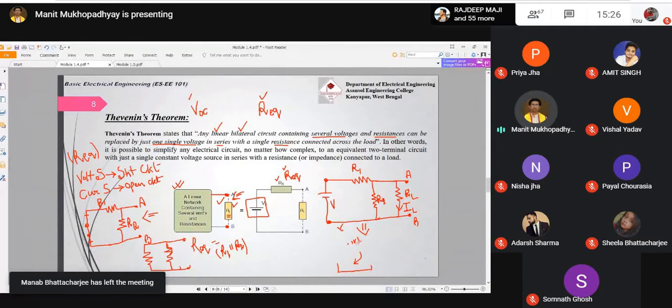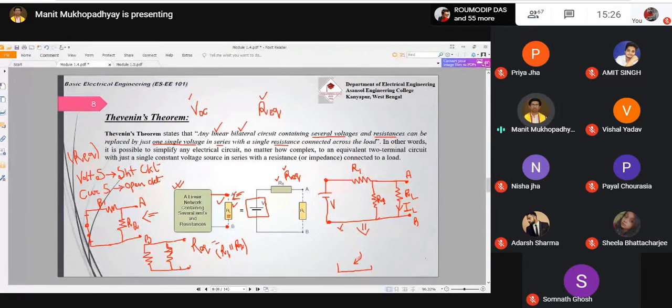When you are doing this Thevenin equivalent circuit, always first calculate the R equivalent, because this one is very easy. If there is a voltage source, short circuit that one. If it is a current source, simply open circuit the current source. Then from the load side, you have to look at what is the value of R equivalent. That's why this arrow mark is given.